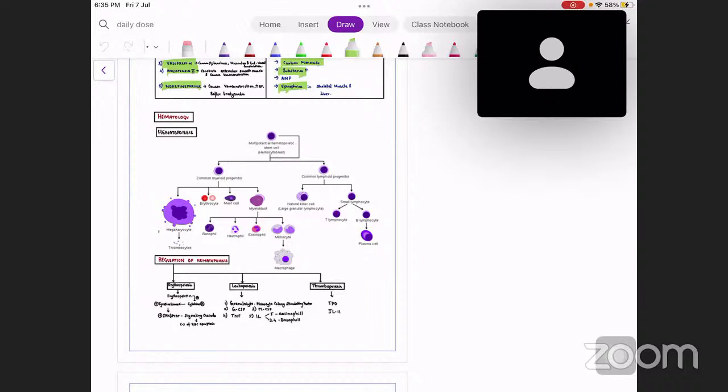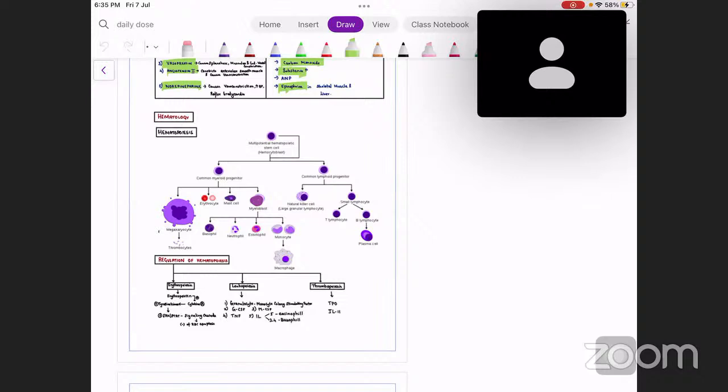S1 is heard in isovolumetric contraction. In protodiastole you will see the S2 sound. S3 will be heard in rapid filling. S4 will be heard in atrial contraction. While the diastasis phase is also known as the slow filling phase.